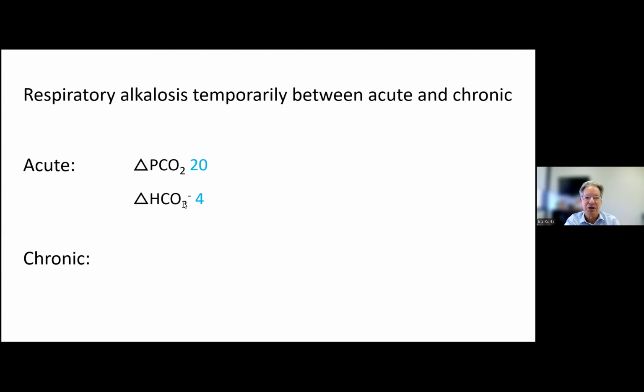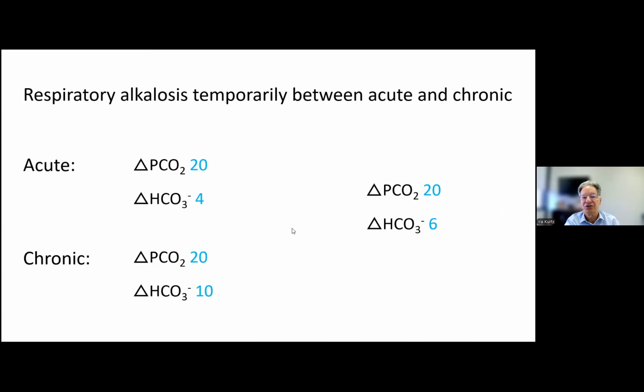If it was acute, we would expect a change of 20. If the PCO2 fell by 20, the bicarb should have fallen by 4. And if it's chronic, if the PCO2 fell by 20, the bicarb should have changed by 10. But in our patient, the PCO2 changed by 20 and the bicarb changed by 6. So it's between these two.